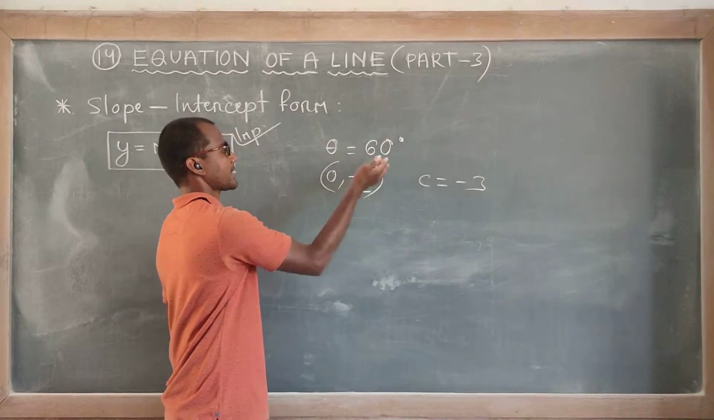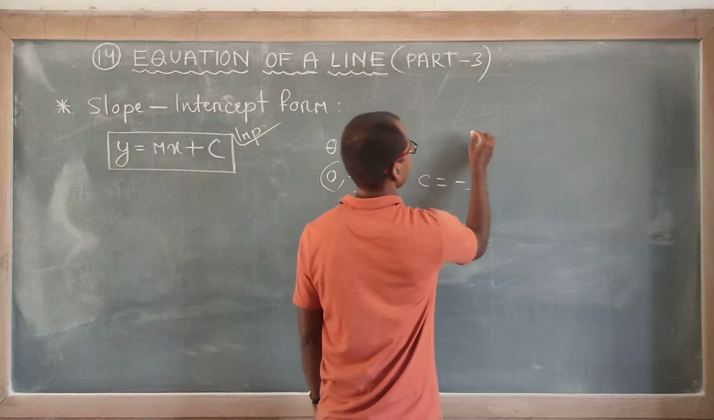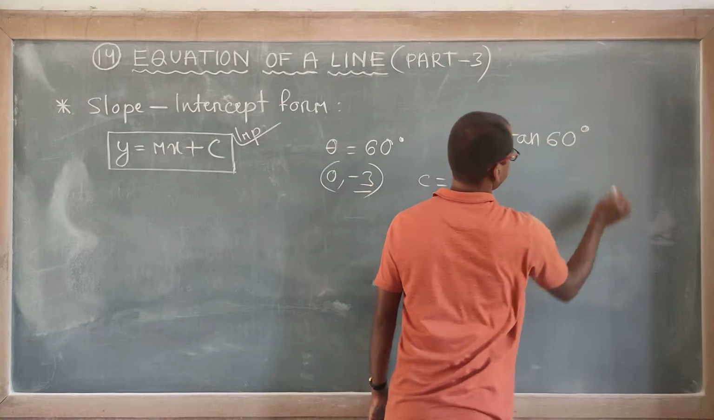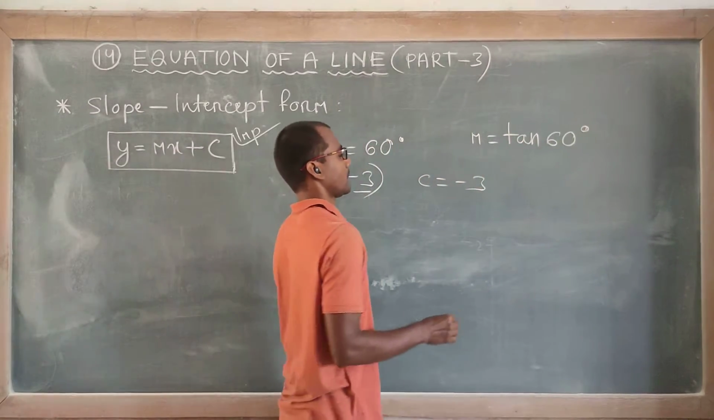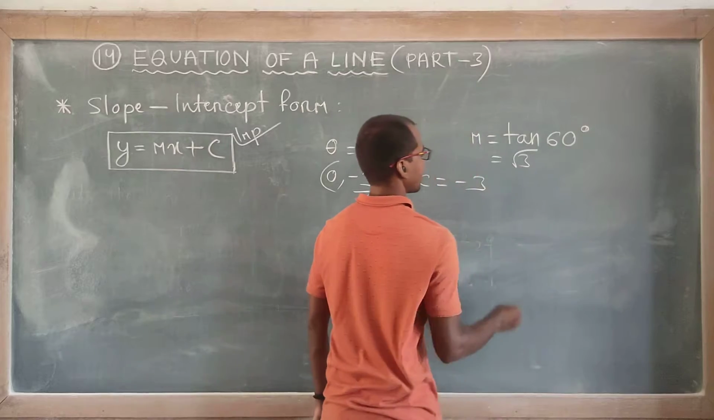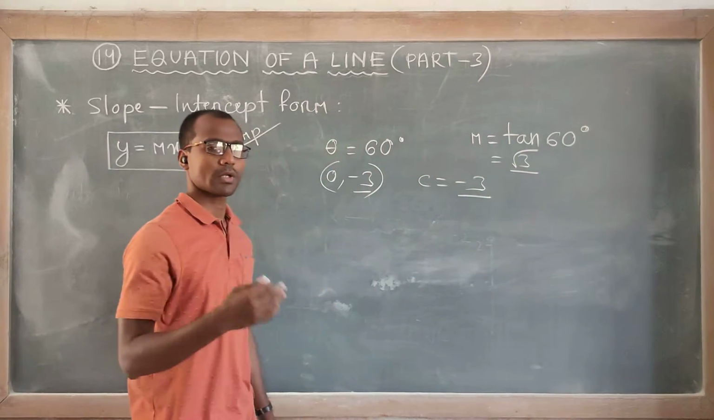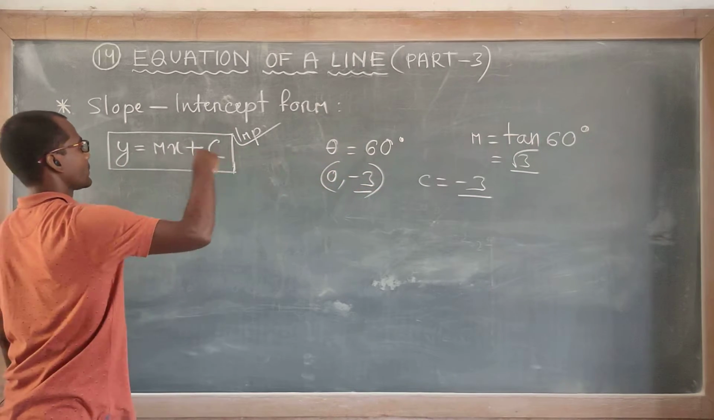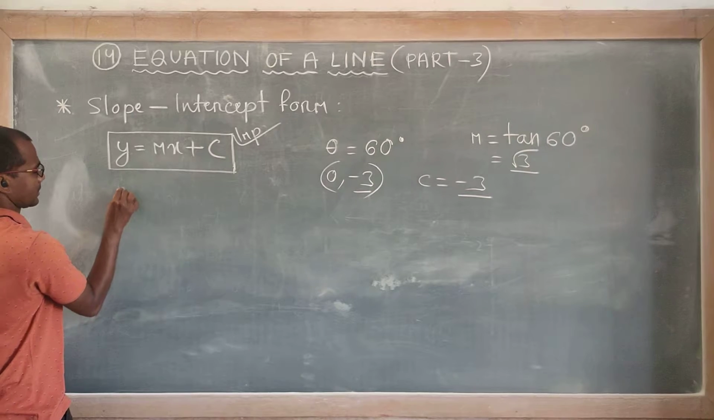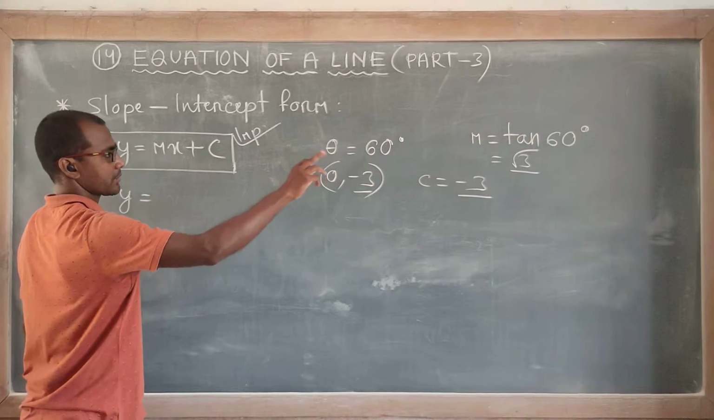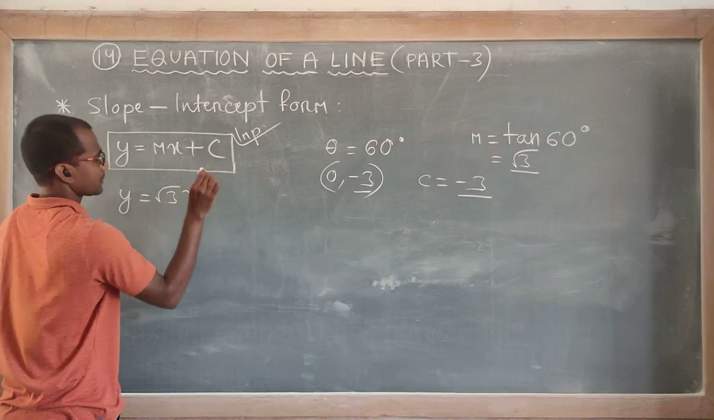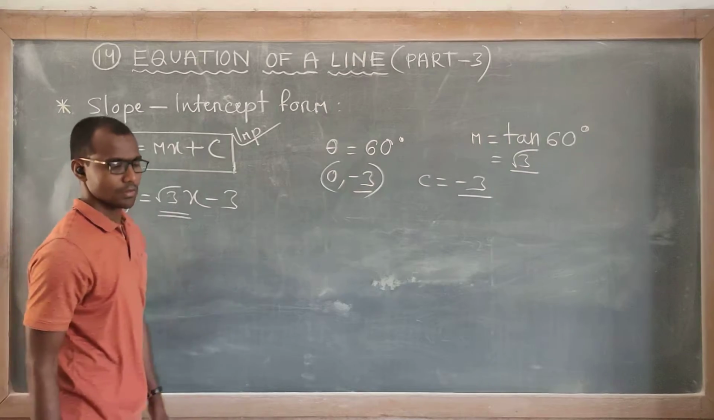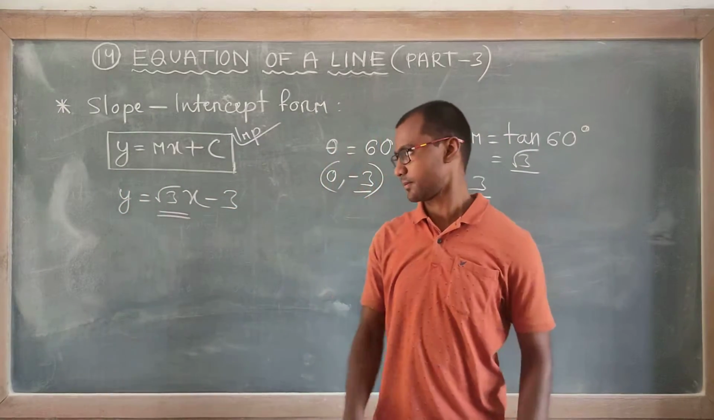Now theta is given, means we can easily find the slope. So m is equal to, you know the formula, tan theta, so tan 60 degree. Slope is equal to tan theta, which is root 3. This is the slope, this is the y-intercept. Now we can find the equation of the line. Let us use this here. Put these values here. Y is equal to mx plus c. Y is equal to, what is m? Root 3, x plus c, what is c? Minus 3. So this is the equation of the line. Y is equal to root 3x minus 3.